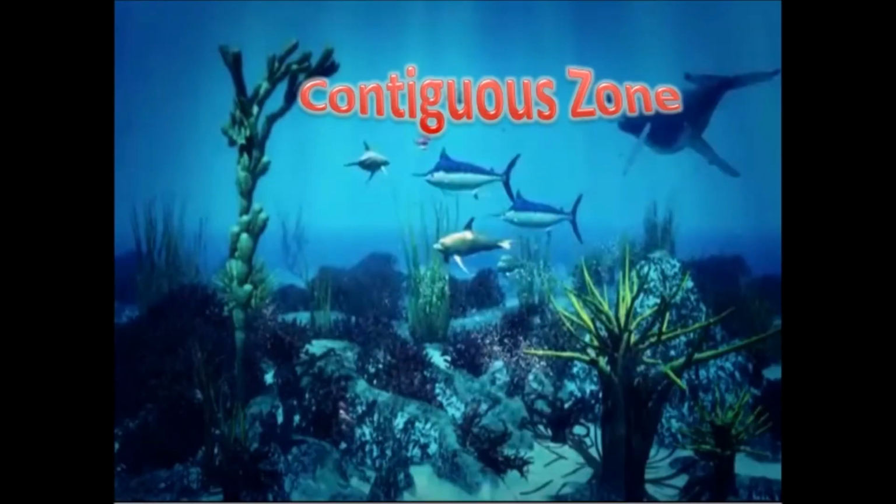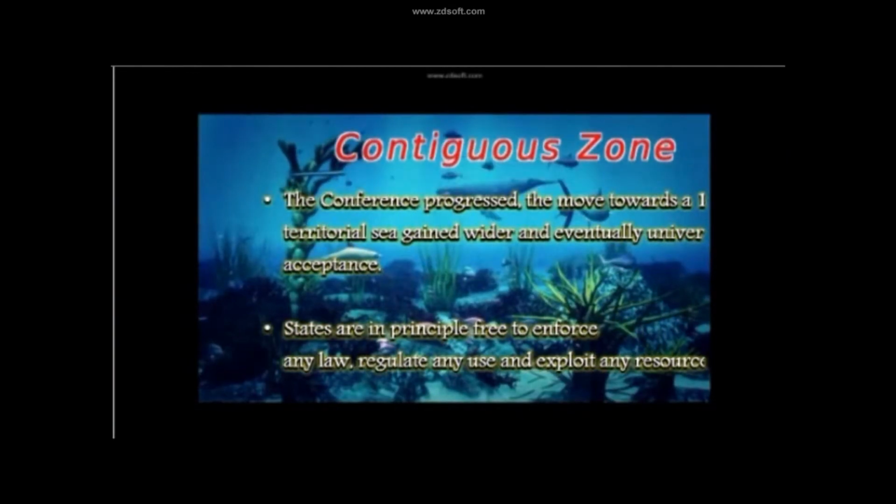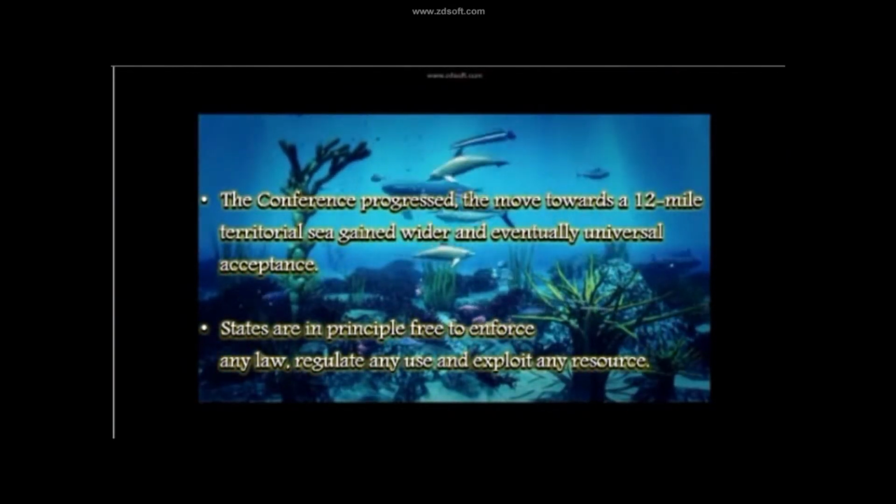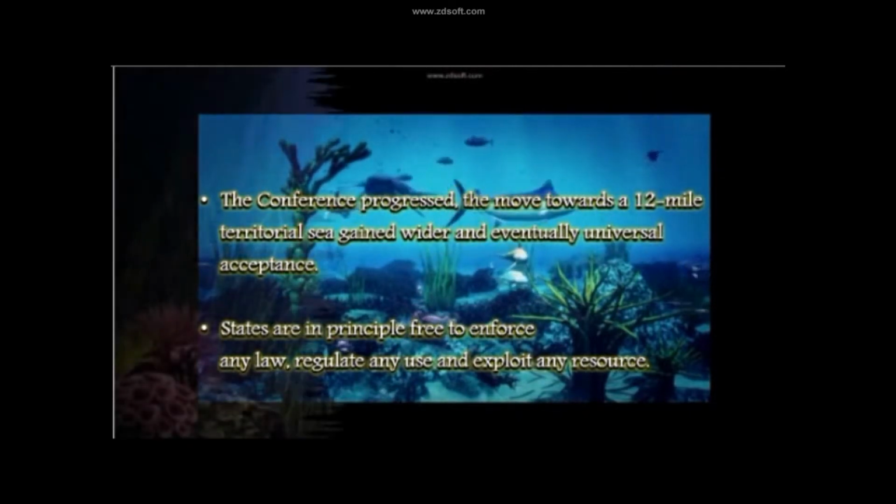Contiguous zone. The conference progressed. The move towards a 12-mile territorial sea gained wider and eventually universal acceptance. Within this limit, states are in principle free to enforce any law, regulate any use, and exploit any resource.